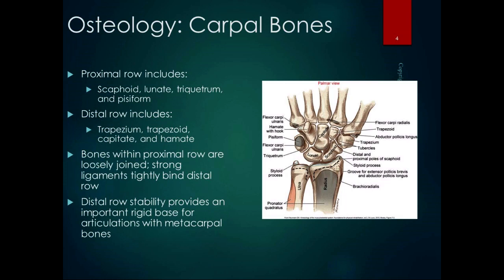So the bones within the proximal row are loosely joined by strong ligaments. There are strong ligaments that tightly bind the distal row, and that's to provide stability, a rigid base for articulations with the metacarpal bones. So the proximal row is more mobile and the distal row is more stable.